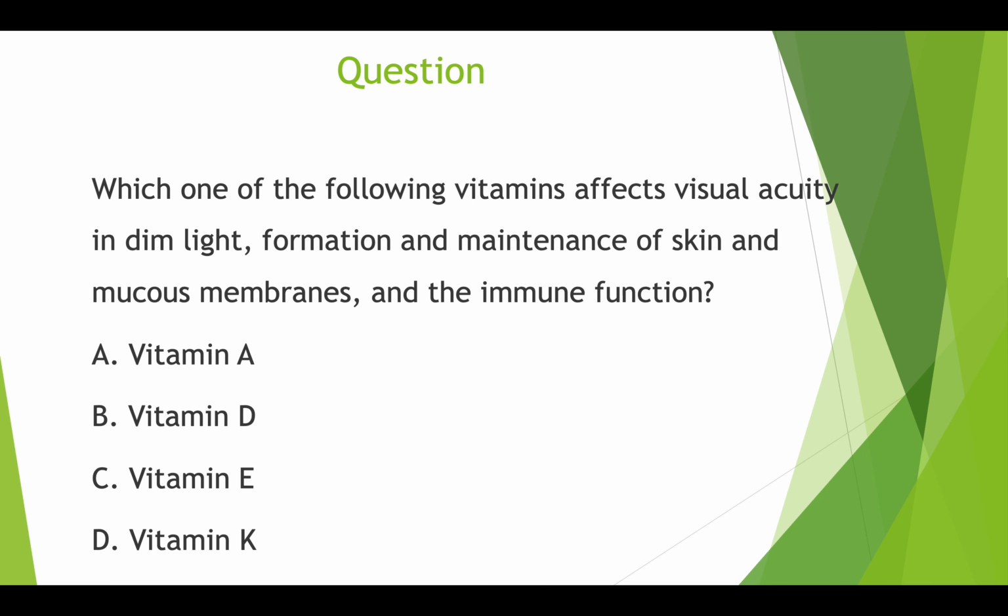Here's another question for you. Which of the following vitamins affects visual acuity in dim light, formation and maintenance of skin and mucous membranes, and the immune function? A, D, E, or K? Well, if you guessed vitamin A, you got it right. Vitamin A affects visual acuity, skin and mucous membranes, and immune function.